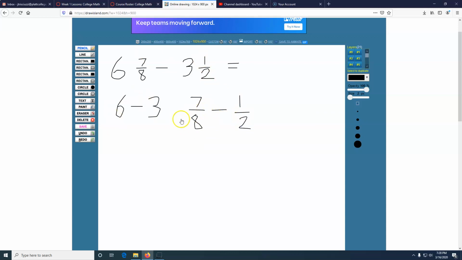Again, this only works for adding and subtracting fractions. Now, doing that, 6 minus 3 gives you 3. So we know that 3 is going to be in our final answer.